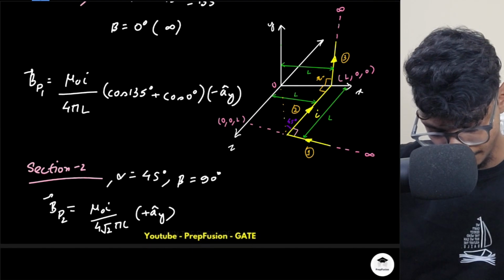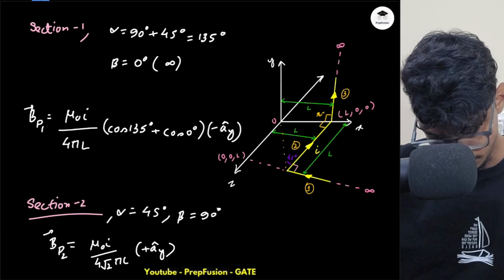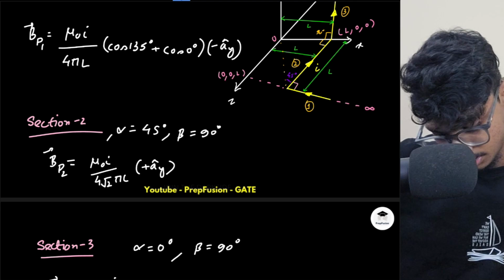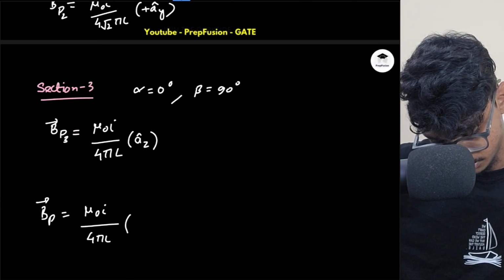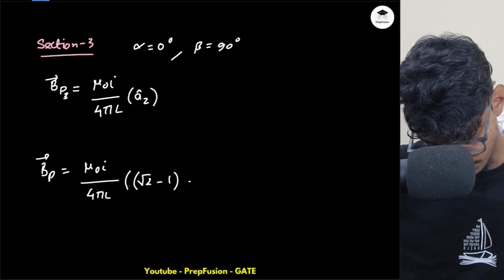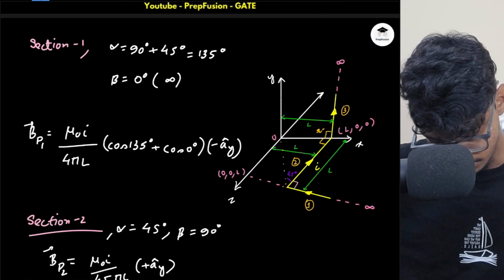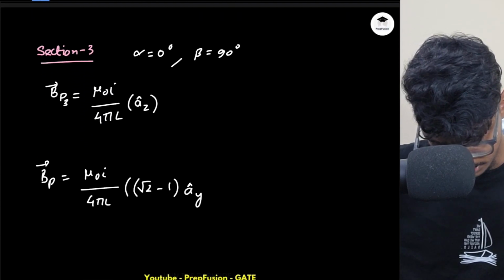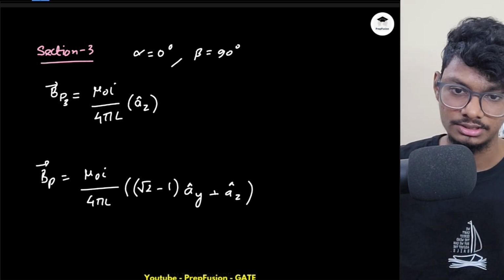So this will be minus 1 by root 2. This will be, okay, this is in the minus ay cap anyway. So this is plus 1 by root 2. Here this becomes plus 1 by root 2, this becomes plus 1 by root 2, and this is again minus 1. So overall this becomes root 2 minus 1 ay, and this is plus az cap. Okay, so this is the expression, and along with direction that I get my final answer.